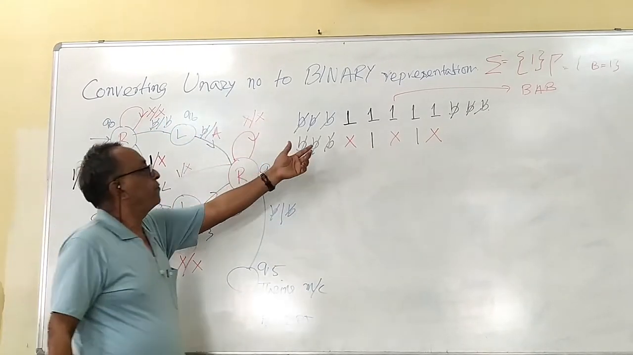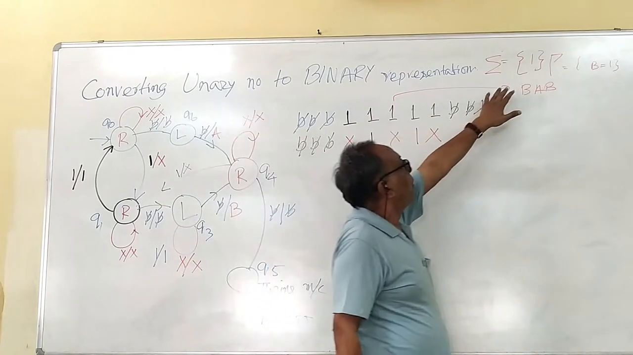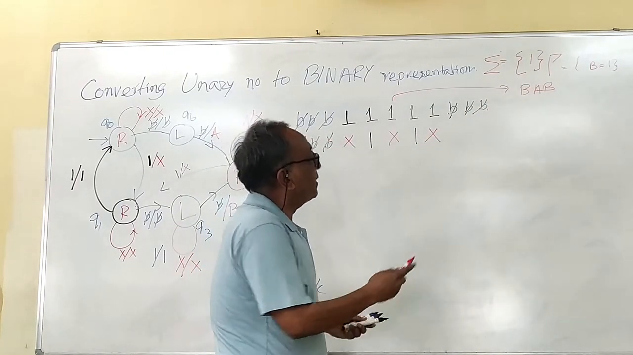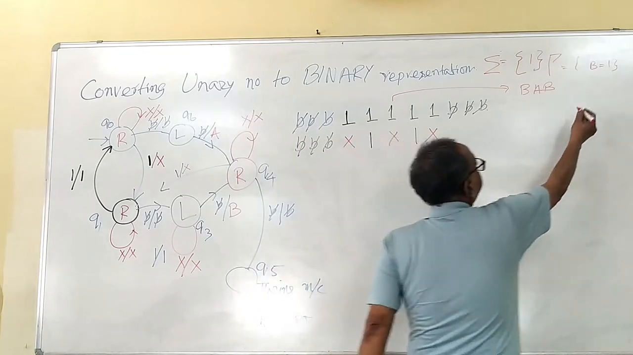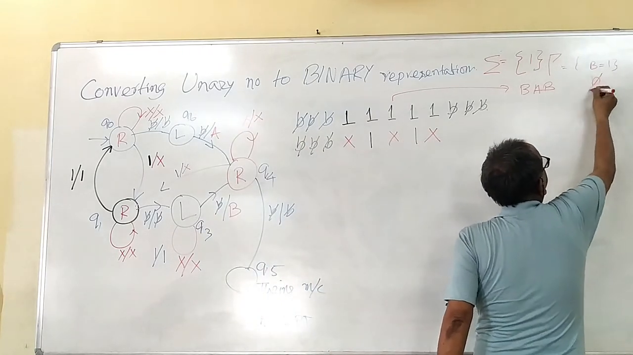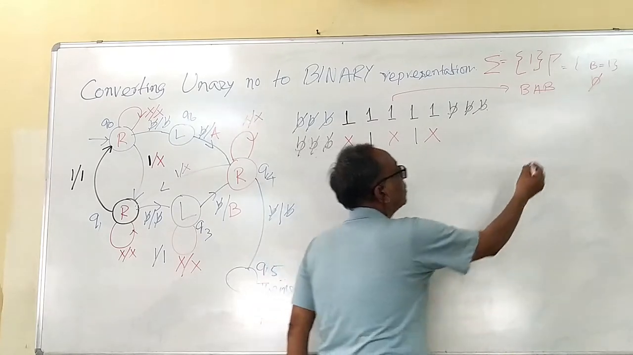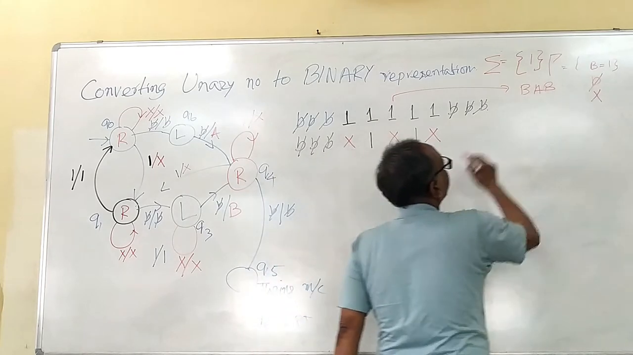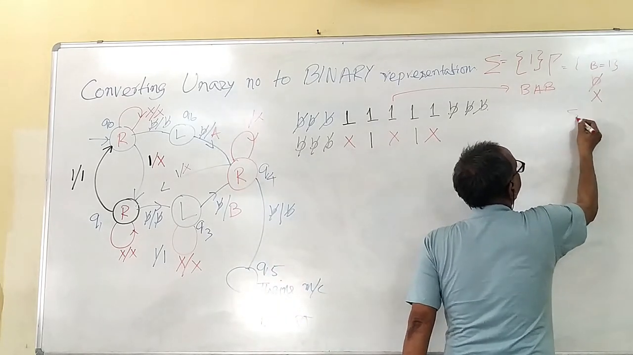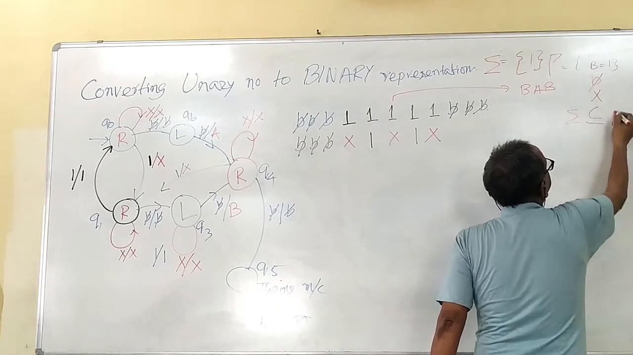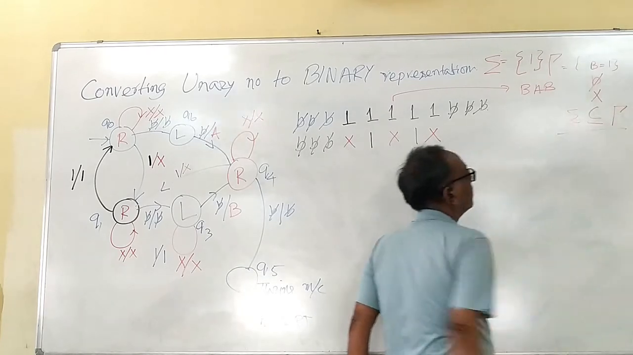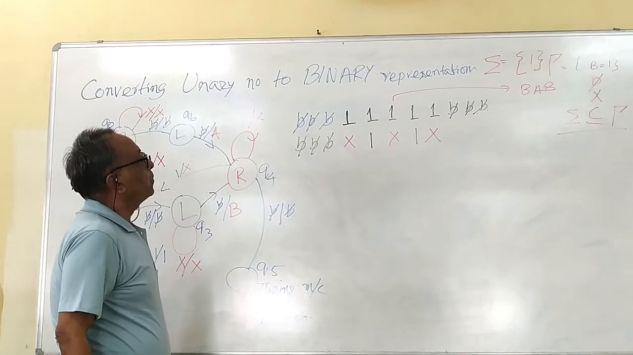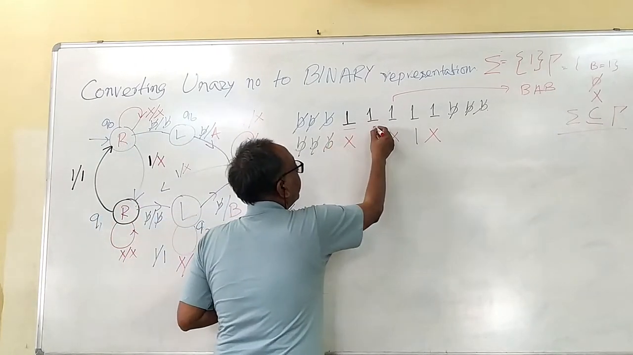Unary means the sigma has only one symbol, and this is our tape alphabet, which includes blank. Blank is always a tape alphabet, X is also a tape alphabet, cross is a tape alphabet, and definitely sigma is a subset of gamma. This is always an equation. It is a subset. Okay, fine.